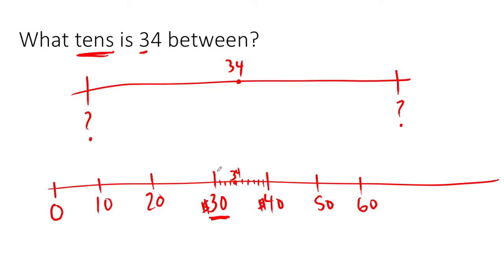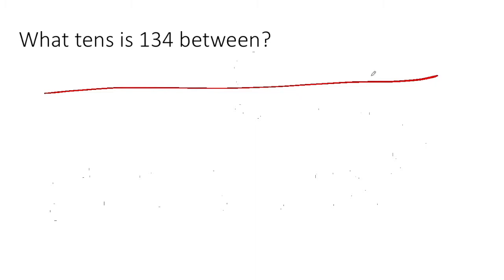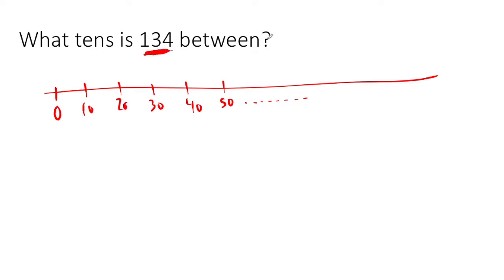It was pretty easy to do this problem because we skip counted, but if we're trying to get to an even bigger number, like what tens is 134 between, it starts to get really tedious, right? Because I'm going to need to count all the way up. 0, 10, 20, 30, 40, 50, 60, all the way up till I get near this number, right? To figure out what it's between.